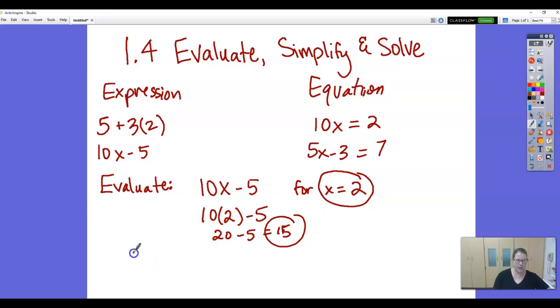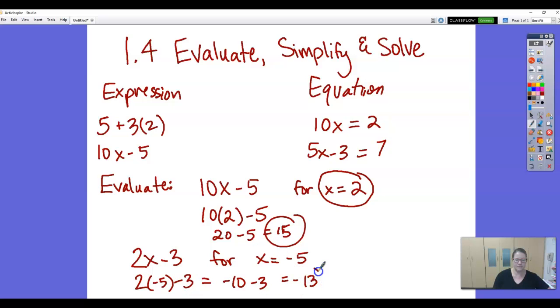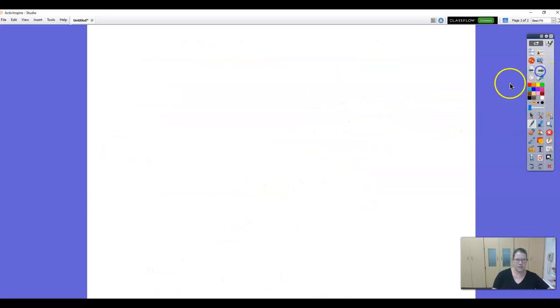Another example might be 2x minus 3 for x equals negative 5. Again, if I see that it tells me what the variable is equal to, I know I'm going to be evaluating and I'm going to be plugging that number in for the variable. So 2 times negative 5 minus 3. So I'm evaluating 2x minus 3 at x equals negative 5. That would give me negative 10 minus 3, which equals negative 13. I evaluated the expression. Okay, let's go on to the next one.